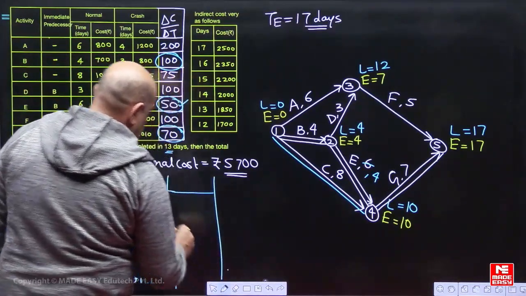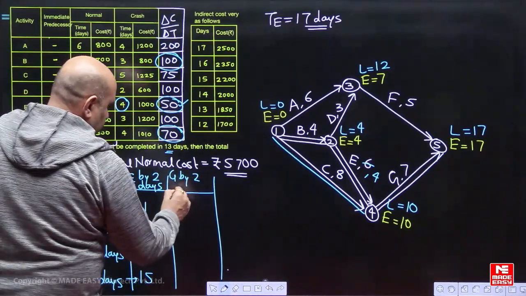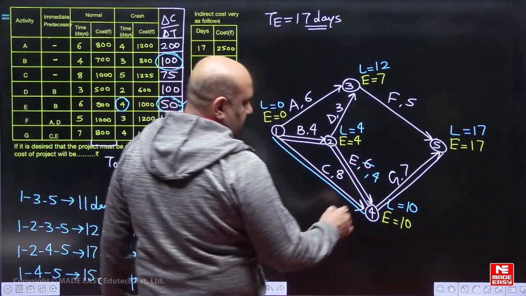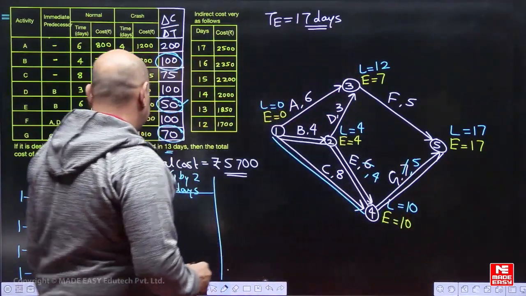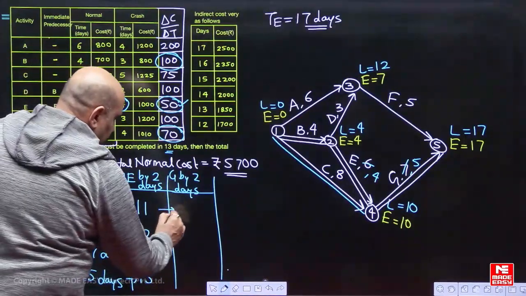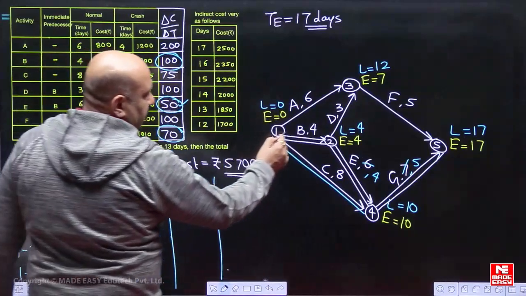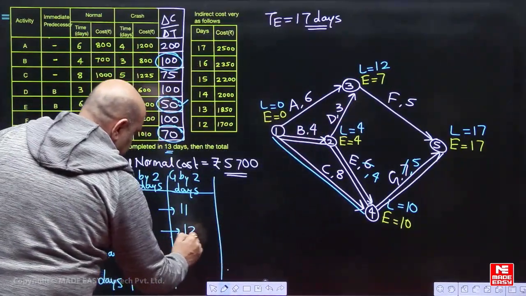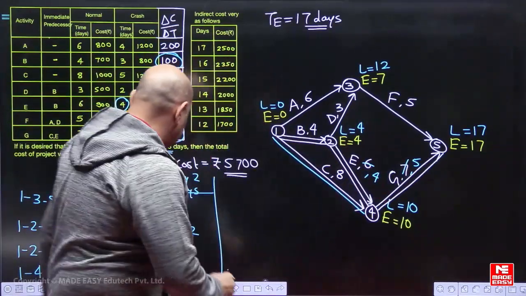So we will crash G by 2 days. If we crash G by 2 days, now it will be from 7 to 5 days. So see, this will still be 11. 6 plus 5, 11, no problem. This part will also remain 4 plus 3, 7, 7 plus 5, 12 days. See, 4 plus 4, 8, 8 plus 5, 13 days. This part has become 13.